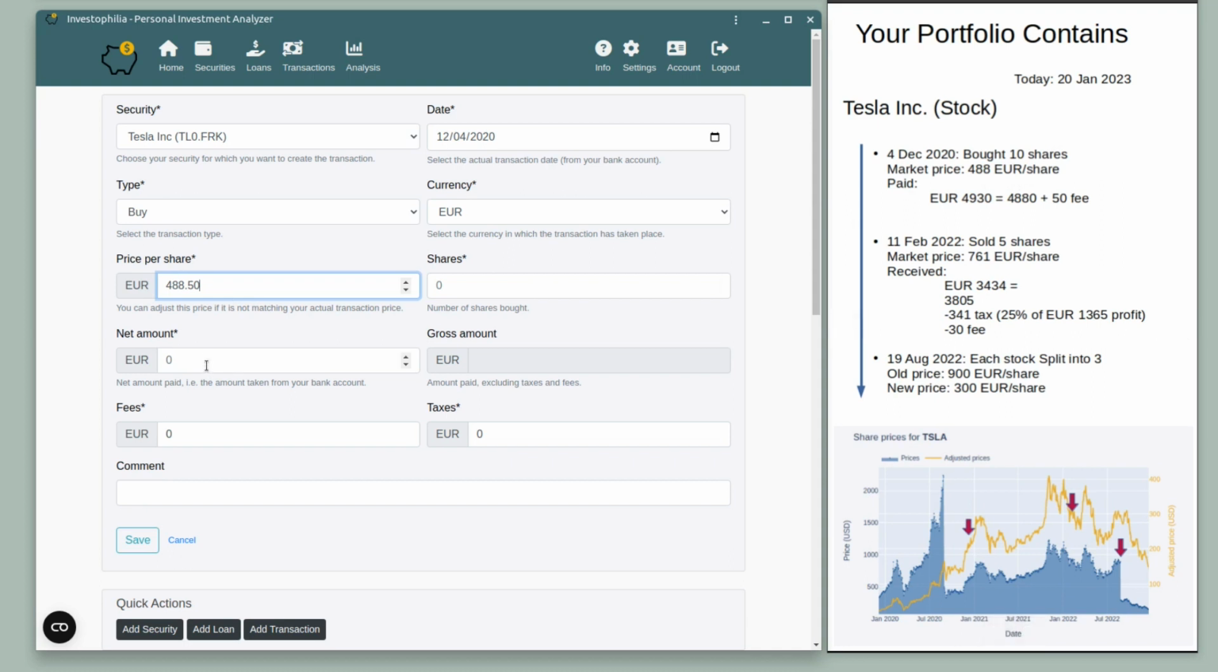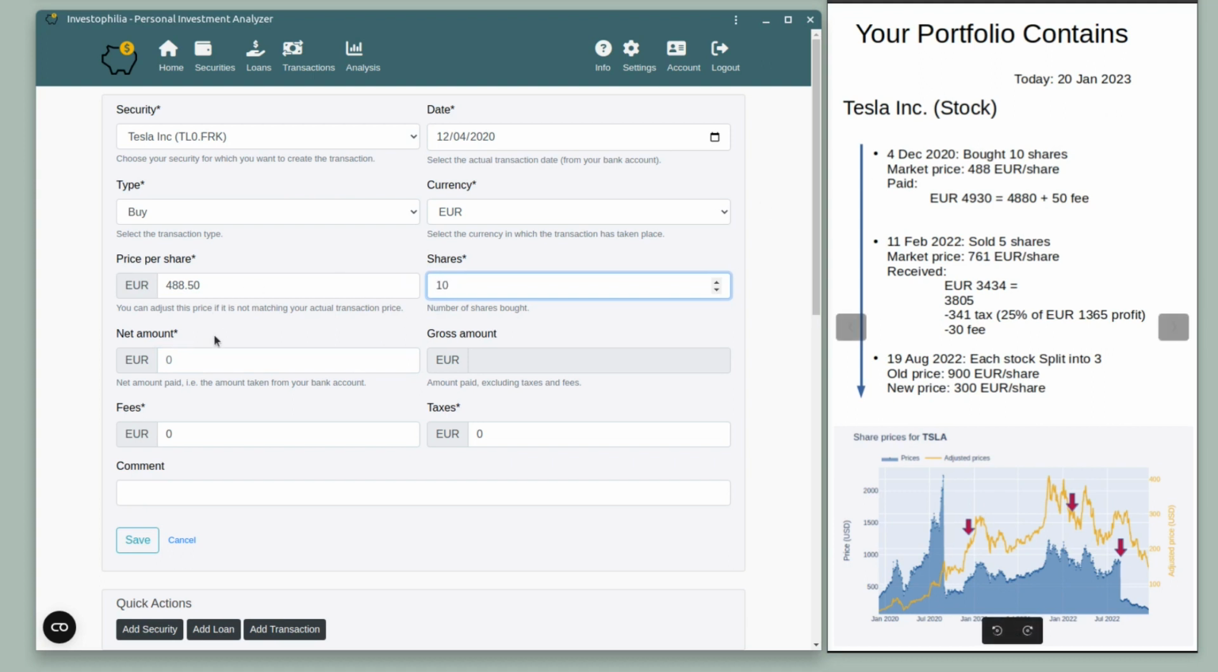And this gives you a measure of whether you have chosen the right security. And if you see here different prices, that means most probably your security is not a correct security. Then you should go back, delete your security, and find the correct one, and then come back here and add your transaction. So here I add 10 shares.